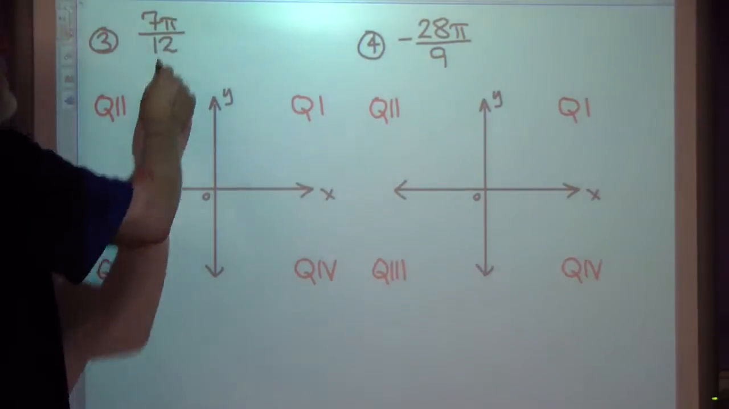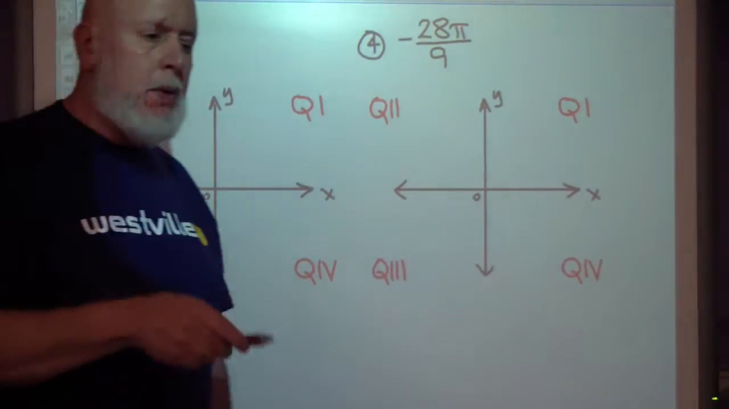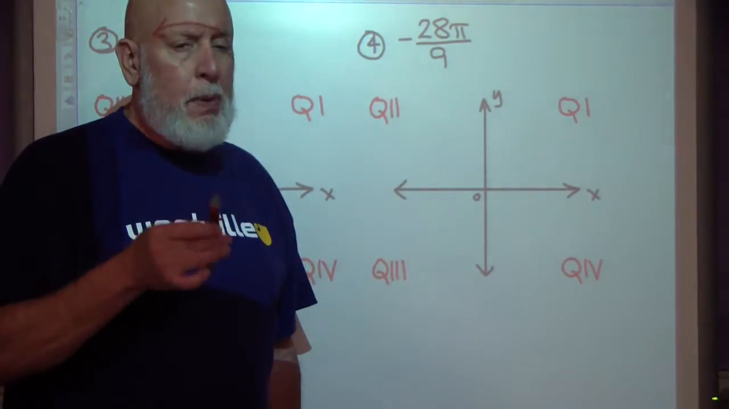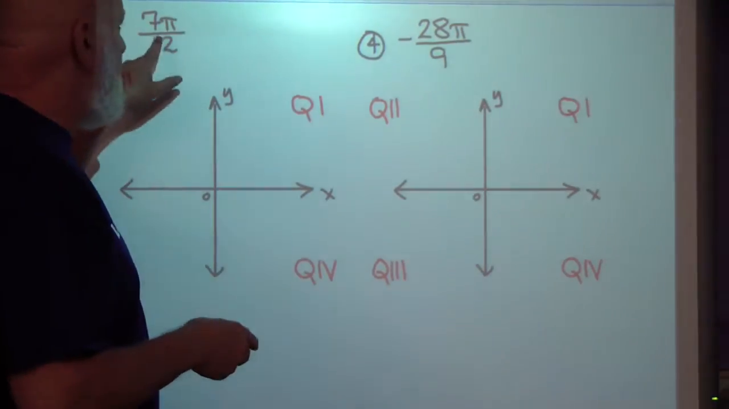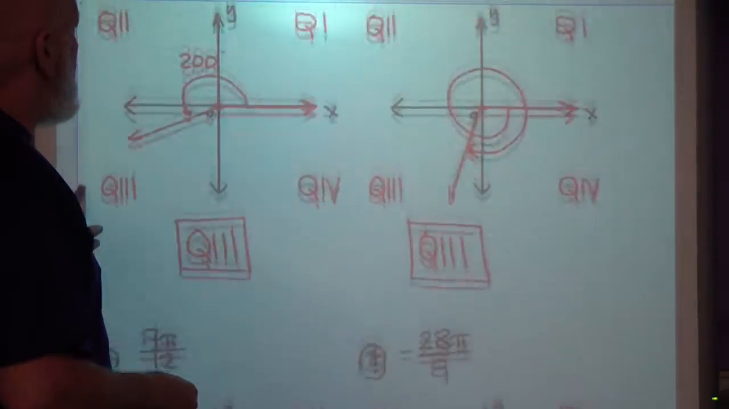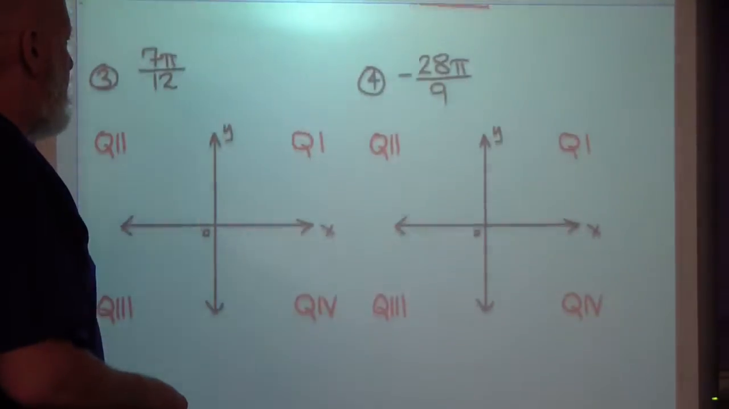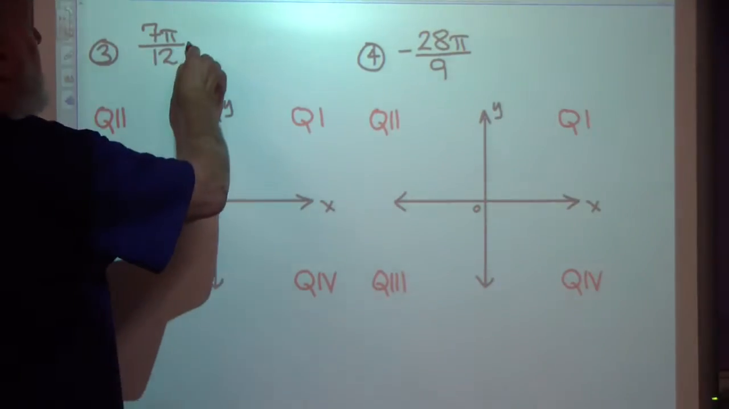7 pi over 12, so we're in radians now. I will teach you how to rotate in radians later, because most kids like to convert their radians to degrees and then just do what we did up here. So that's what we're going to learn first, and then I'll show you how to count in radians. Okay, so most kids would go like this.